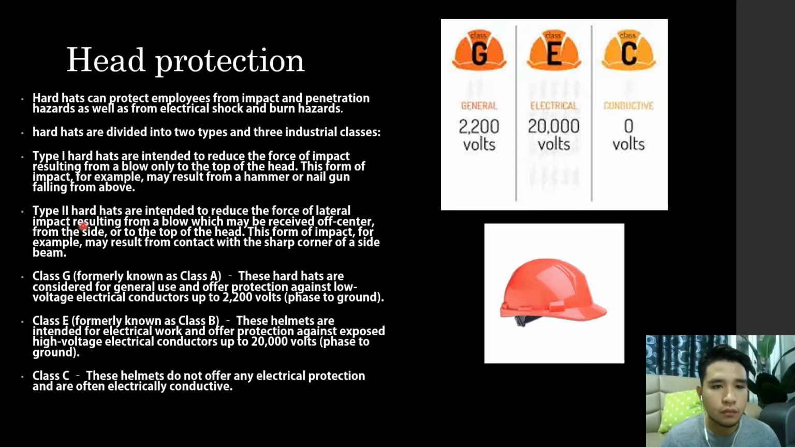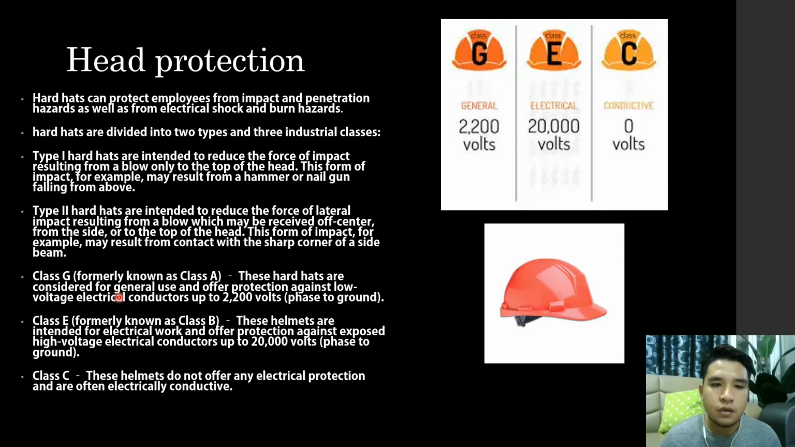Type 2 hard hats are intended to reduce the force of lateral impact resulting from a blow which may be received off center, from the side, or to the top of the head. This form of impact, for example, may result from contact with the sharp corner of a side beam. And for hard hats, we have three classes: class G, class E, and class C.